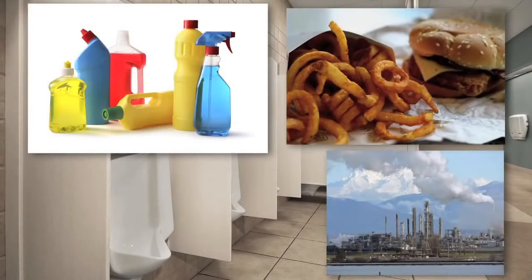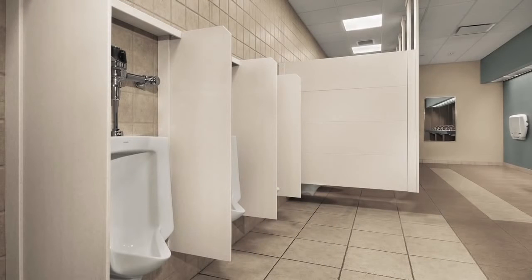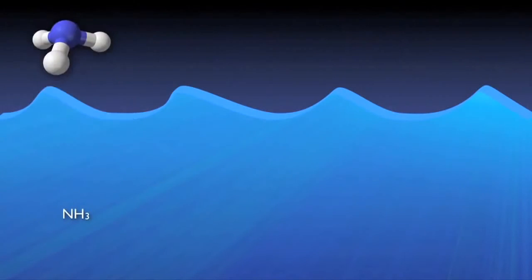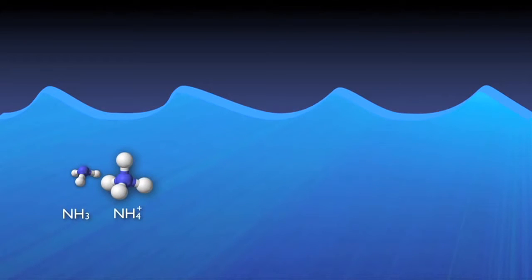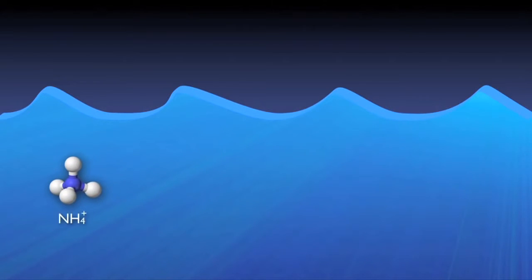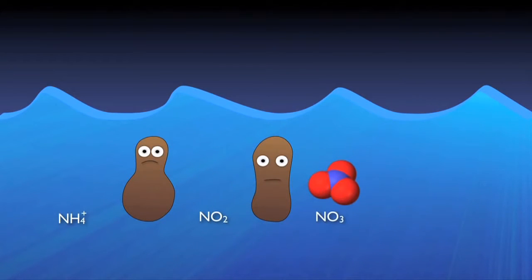In simplistic terms, nitrogen in various forms is flushed, rinsed, or otherwise introduced into the sewer system. Almost all of this organic nitrogen, urea for example, is immediately hydrolyzed into ammonia. In water, gaseous ammonia, NH3, is almost entirely converted to ionized ammonia, or ammonium, NH4+. Specialized autotrophic bacteria, or nitrifiers, convert the ammonium to nitrite, NO2, and then to nitrate, NO3, through various biological processes.